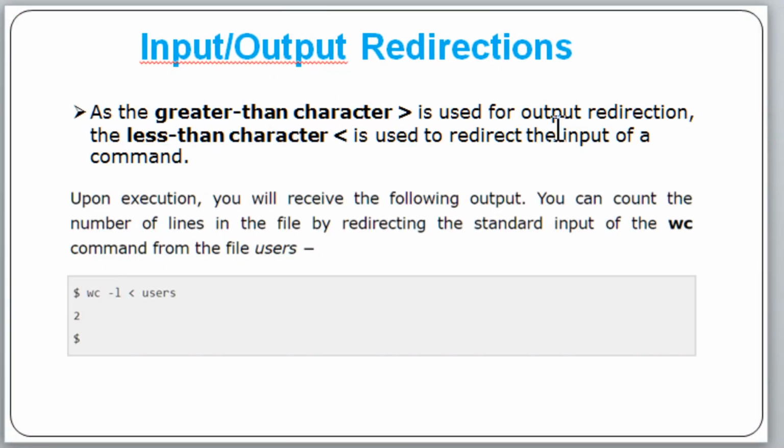As the greater than character is used for output redirection, the less than character is used to redirect the input of a command. So upon execution, we'll receive the following output. You can count the number of lines in the file by redirecting standard input of the word count command from the file users. So we can actually go the other way. We can send the info from users into the word count command, and it'll give you the count of that, okay? So we can actually flip the way those signs are redirecting stuff.